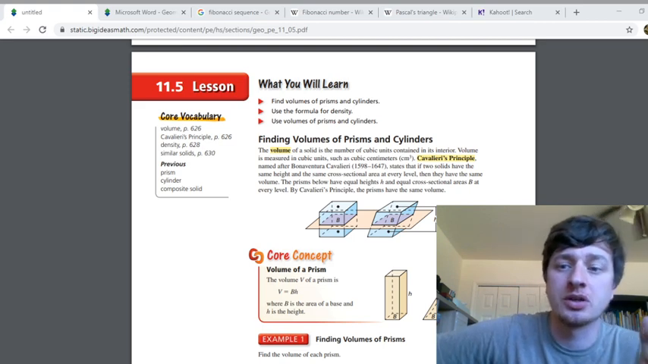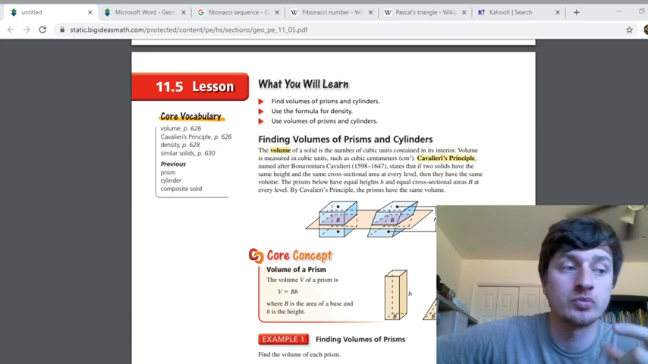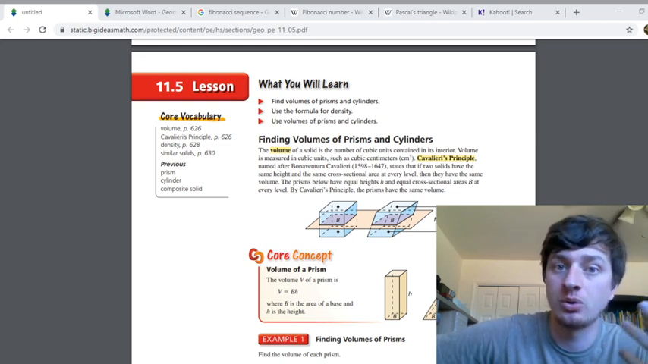The first difference we need to talk about is the difference between just straight vertical, like a box, like that you would get from Amazon, or a cardboard box, or a shoe box.